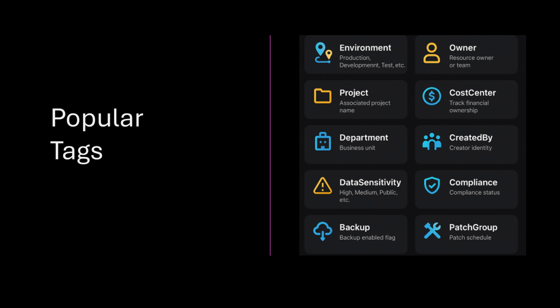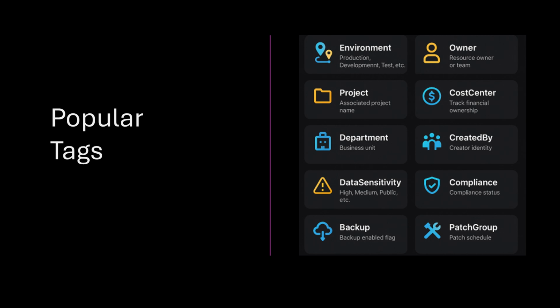Make sure to require critical tags such as owner, environment, and cost center. These provide the foundational context needed for accountability, cost tracking, and resource organization. You should also enforce tagging at scale using Azure Policy. This allows you to automatically audit for missing tags, append default values, or even block resource creation if required tags are absent. To support adoption, take time to document your tag standards and usage rules in your governance guide so that every team knows what's expected.